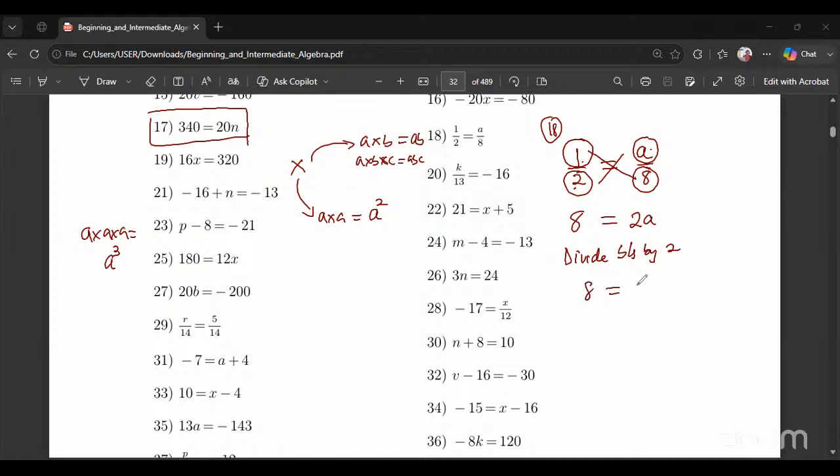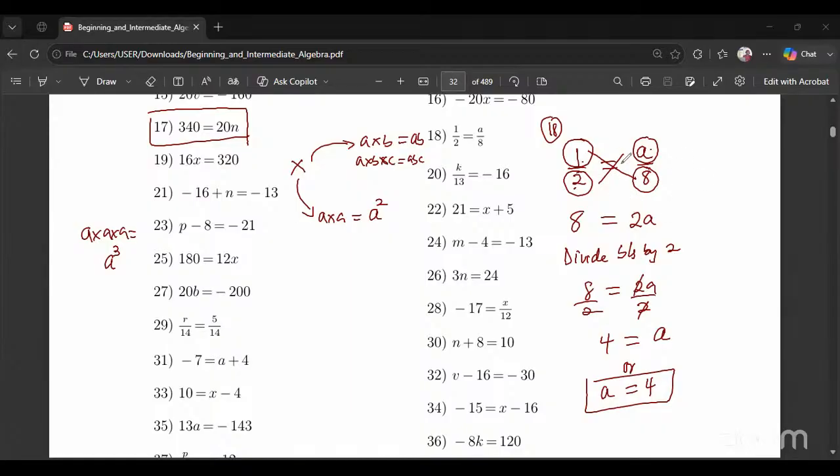So you have 2a divided by 2. The 2 will cancel out, so you have a all by itself. And 8 divided by 2 is just 4. So 4 is equal to a, which is the same as a is equal to 4. So the value of a that will satisfy this given equation is 4. I'm sure you understand how we solve this problem.